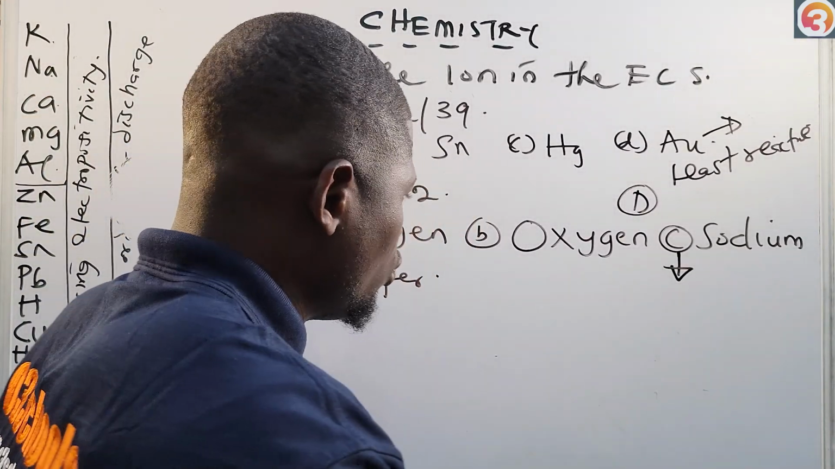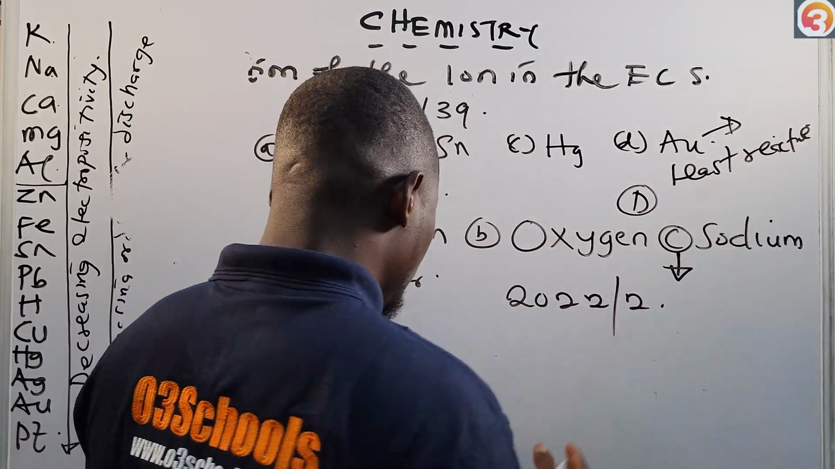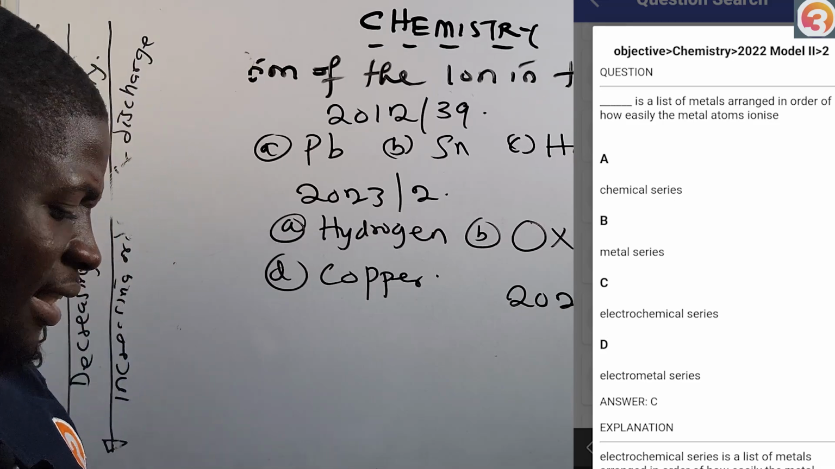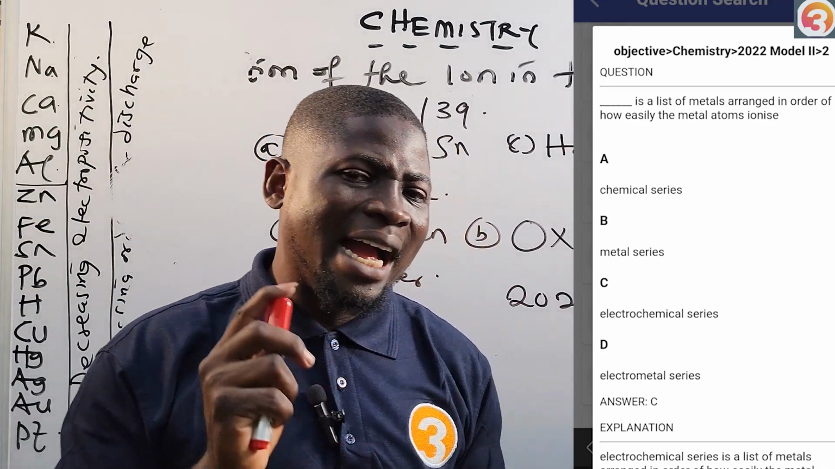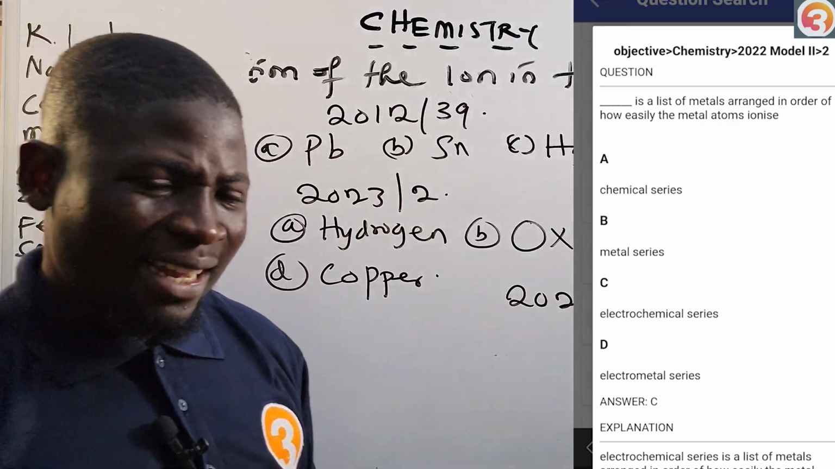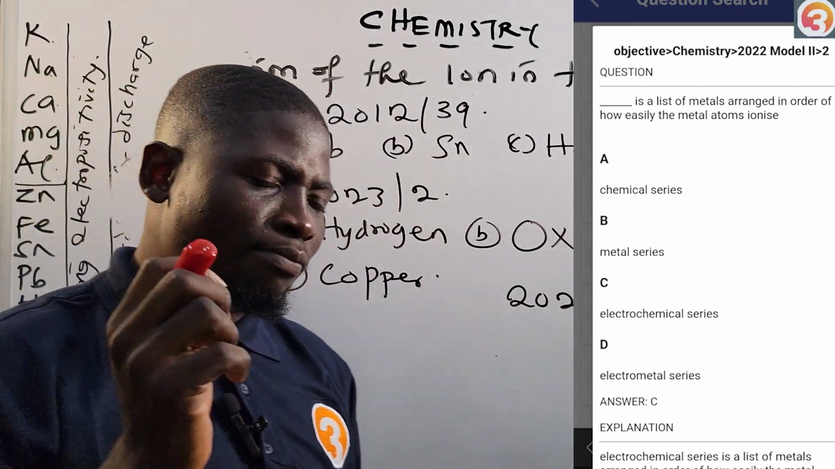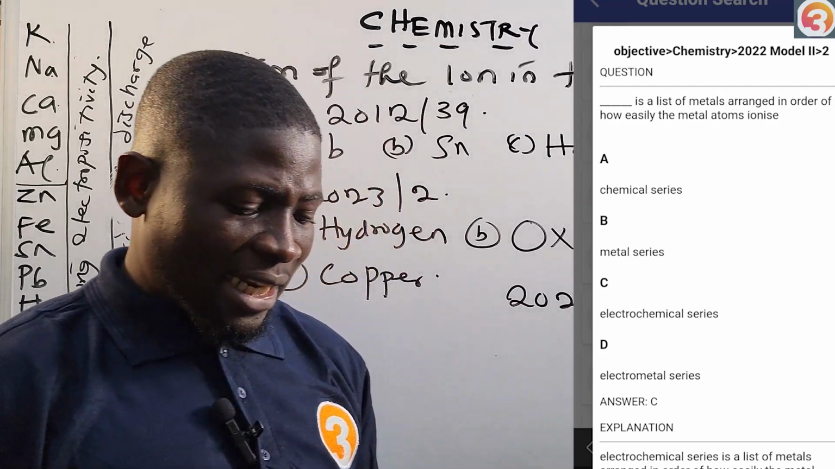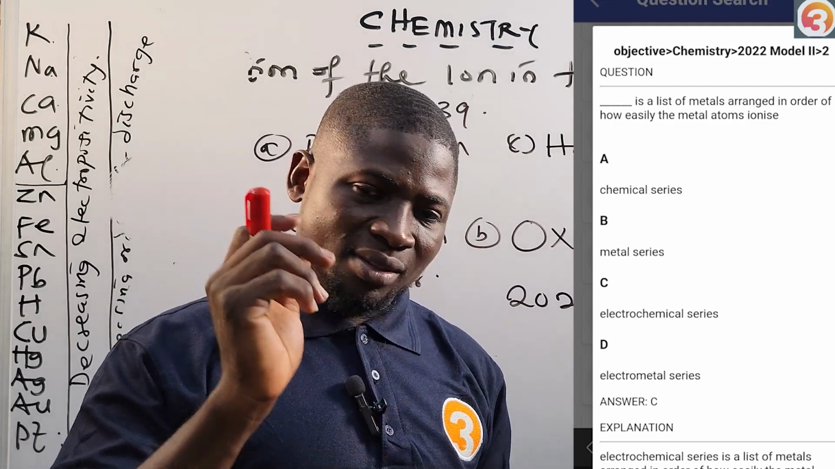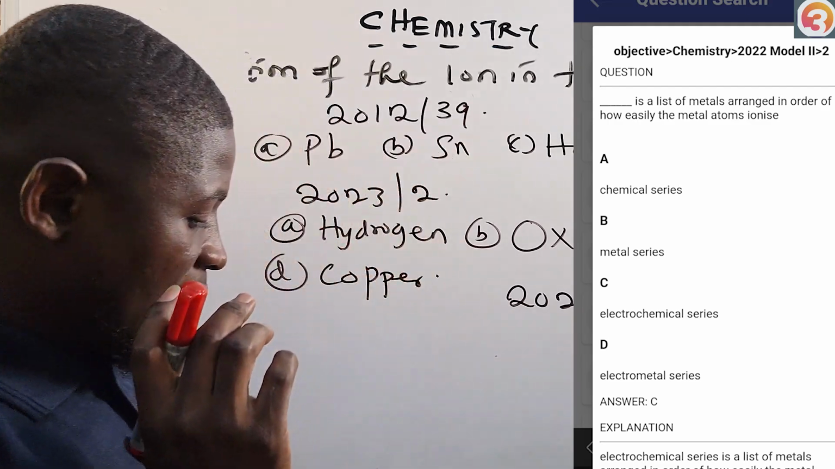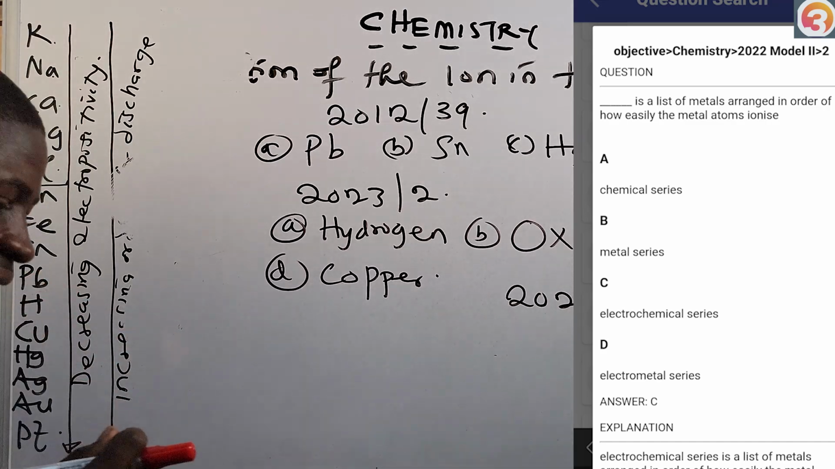This is a 2022 question, number 2. We are told that a dash is a list of metals arranged in order of how easily the metal atoms ionize. That is what the electrochemical series is. Simple. That's option C. The electrochemical series is arranged in order of how easily the metals can ionize.